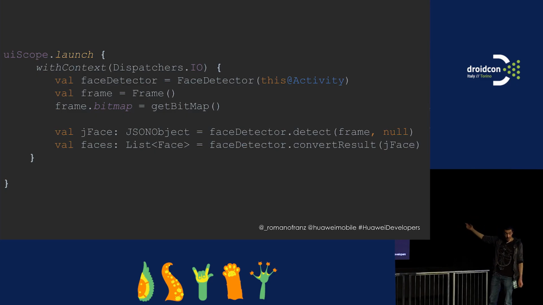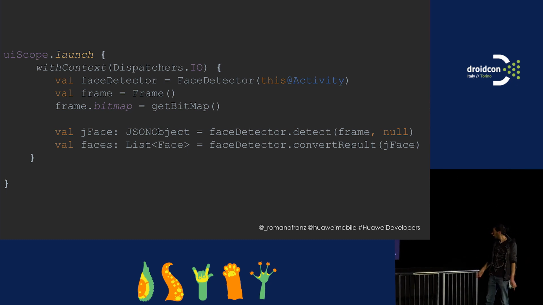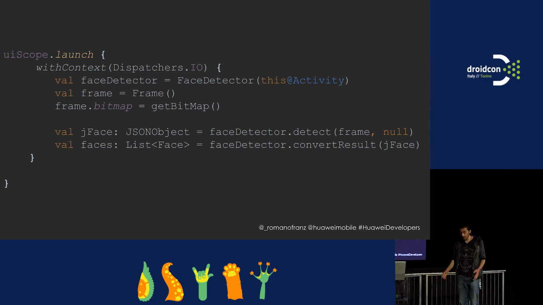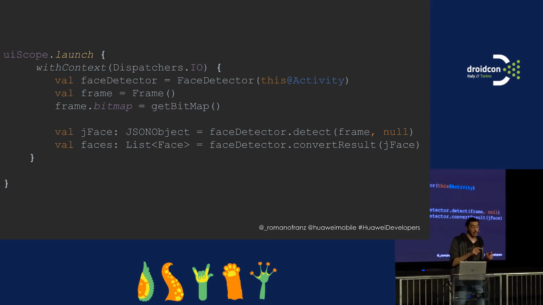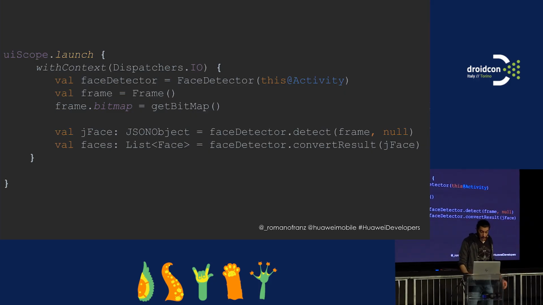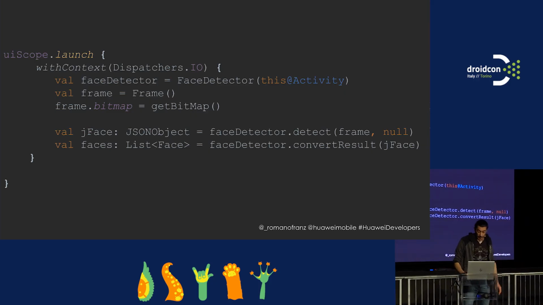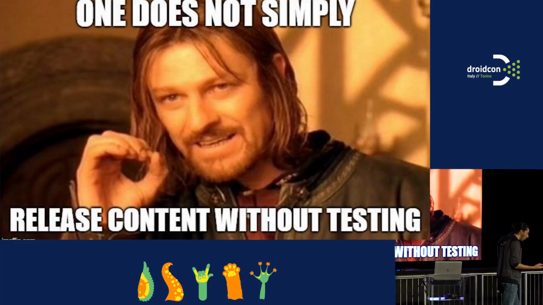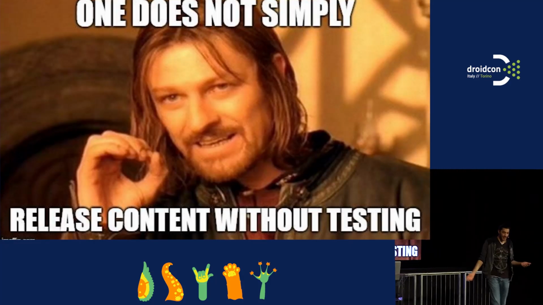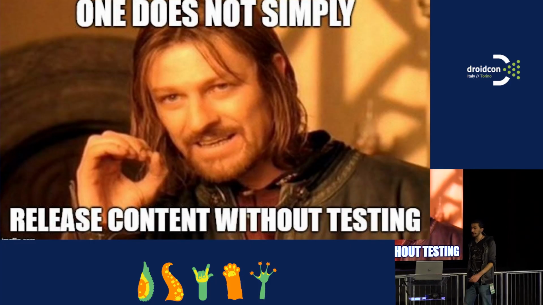This is a synchronous call, but I wrapped everything in a Kotlin coroutine because you don't want to block the main thread. And then you actually get a list of faces that is actually a list of RectF, so coordinates of the face. Development is quite easy, but yeah, you don't want to ship something without testing. And we cover also this part.